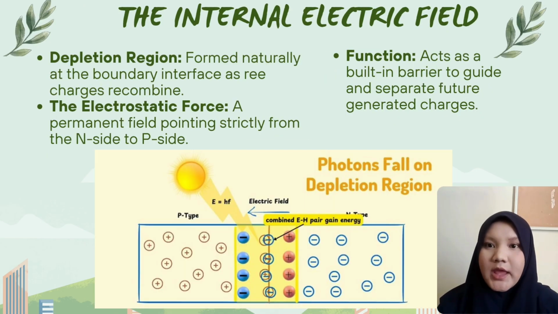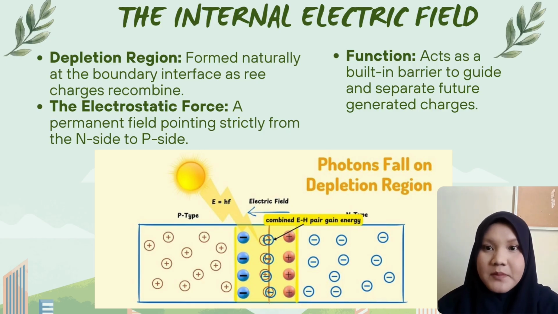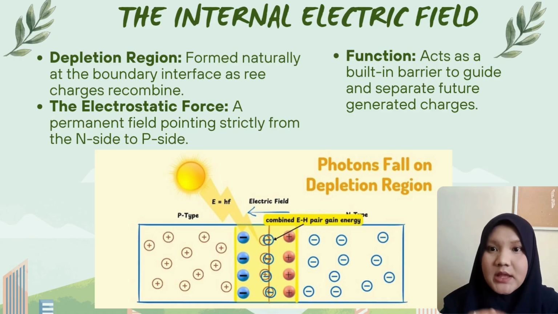Next, let's look at how the internal electric field is formed. As shown in the yellow area on the diagram, when this material meets, free charges at the boundary recombine to form a depletion region. This leaves behind fixed ions that establish a permanent electric field pointing from the N side to the P side. This field is crucial because it acts as a built-in directional force to separate electrical charge later on.